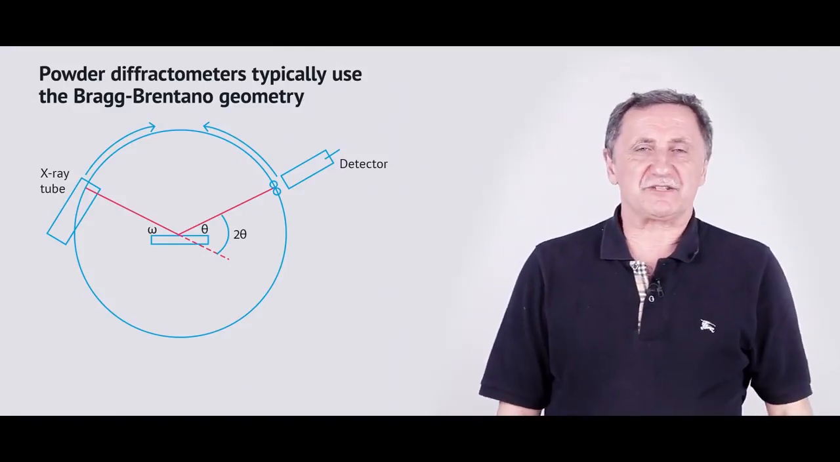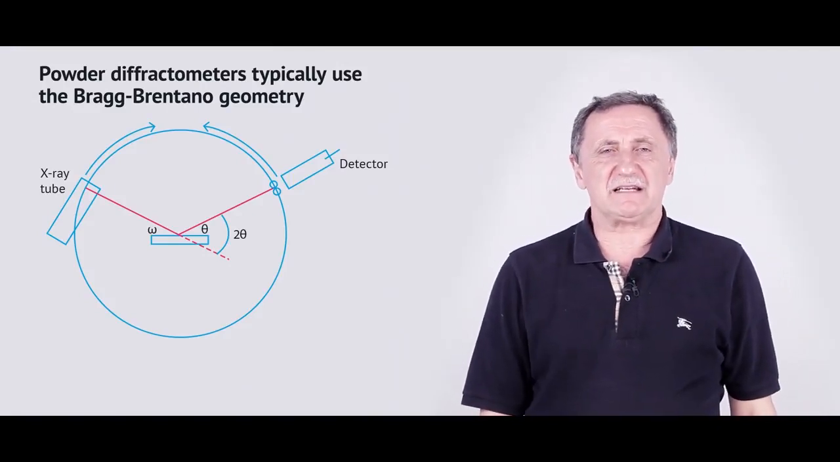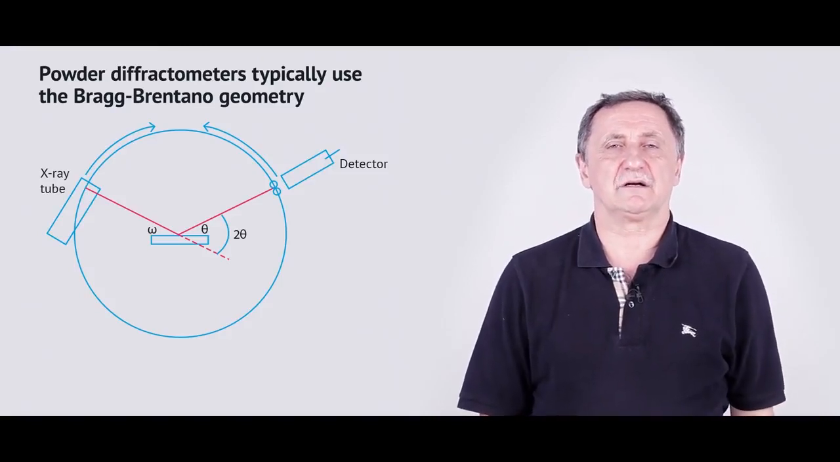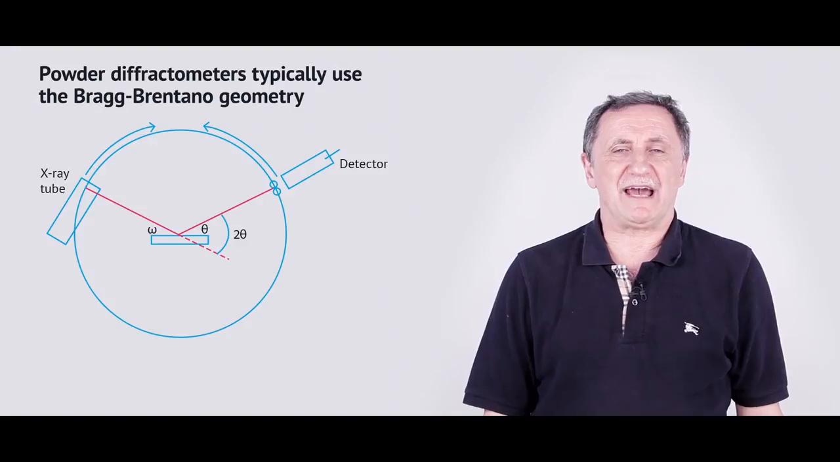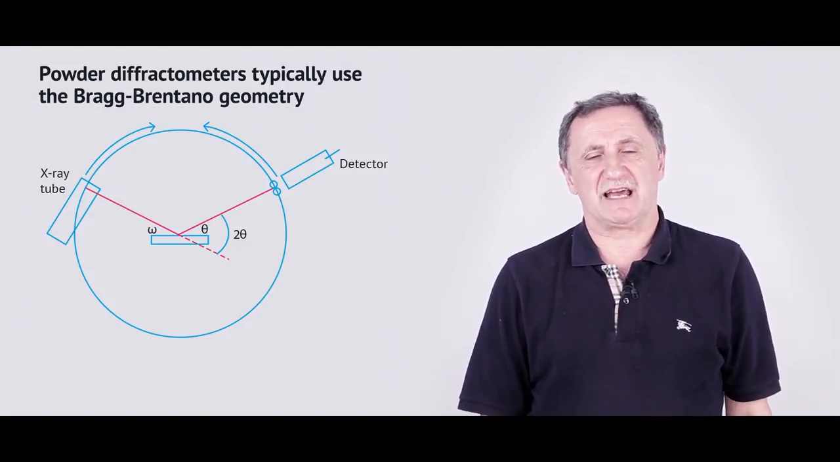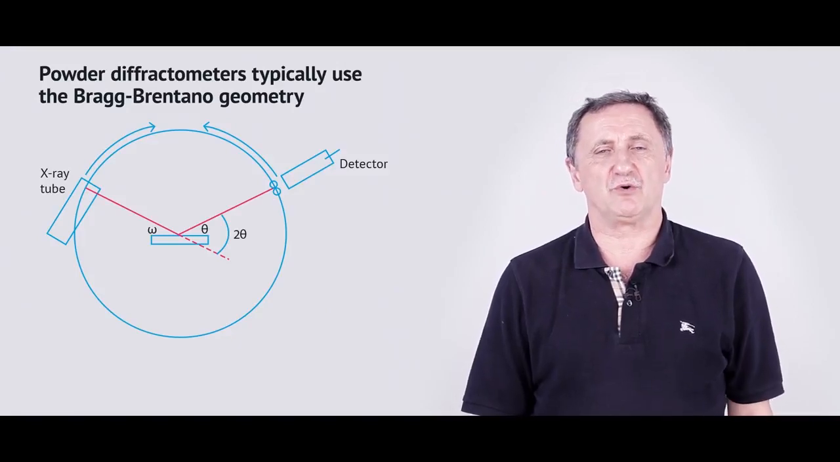All right, on this screen you can see the schematic of the powder diffraction Bragg geometry. So what do we have? For sure, we have the X-ray tube, which radiates X-rays with a known wavelength.